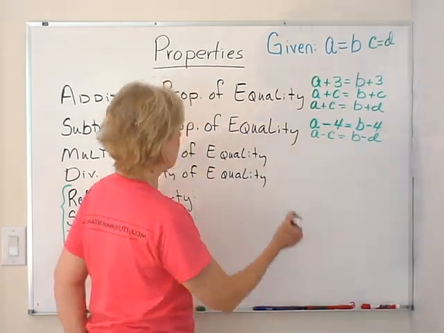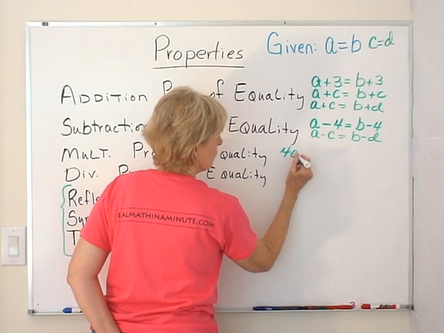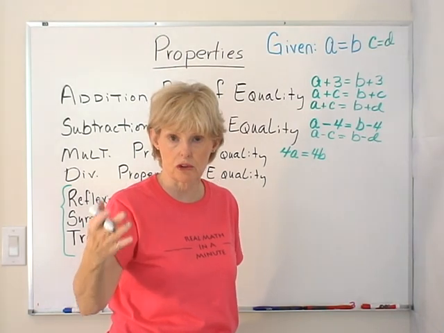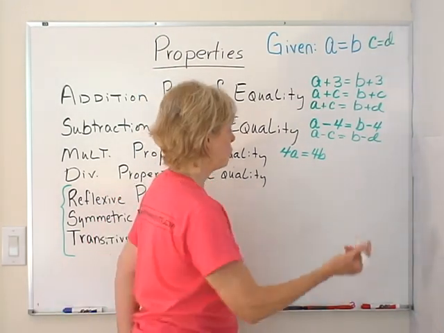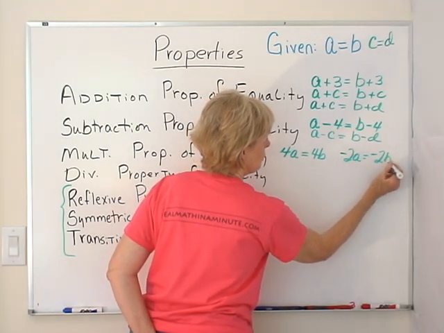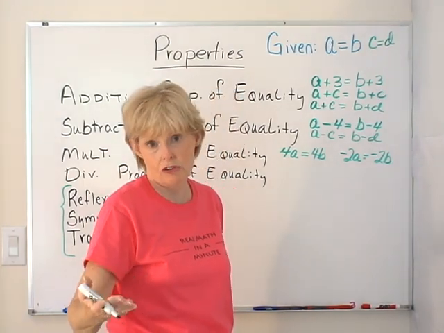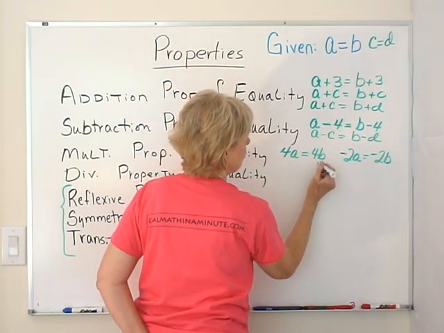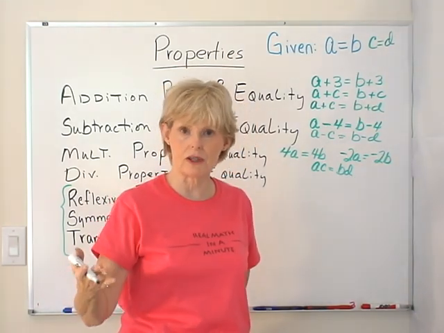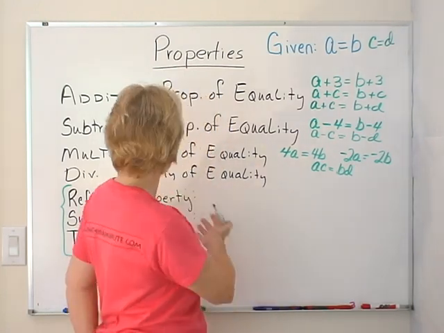The same thing with multiplication. If A is equal to B, then I could multiply by 4, or really by anything, and then 4 times A would be equal to 4 times B, and my reason would be multiplication property of equality. I could multiply by negative 2: negative 2A is equal to negative 2B, because A is equal to B, and that again would be multiplication property of equality, and so forth. I could multiply by C and D and go A times C is equal to B times D, and my formal reason is multiplication property of equality. So you see that it's really the same thing, and the same thing with division as well.